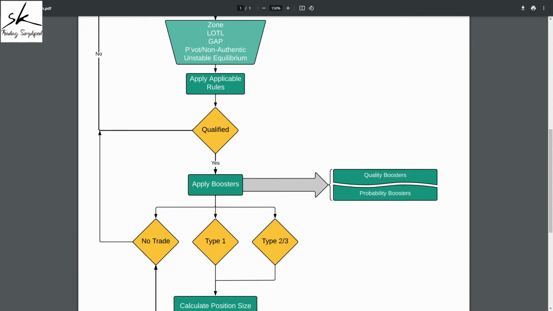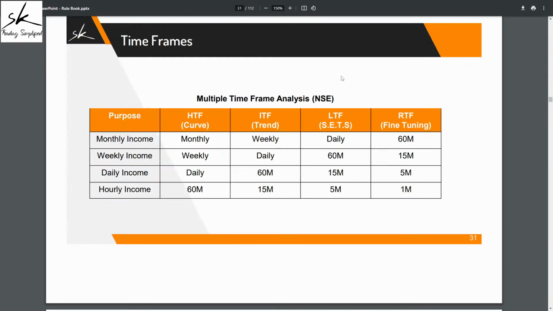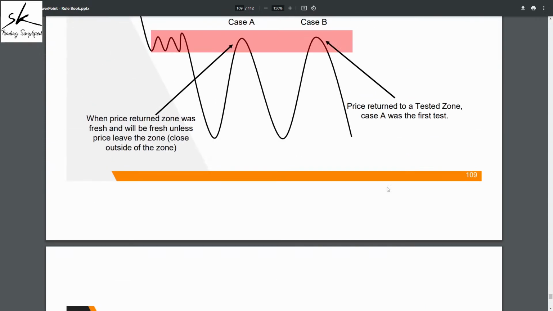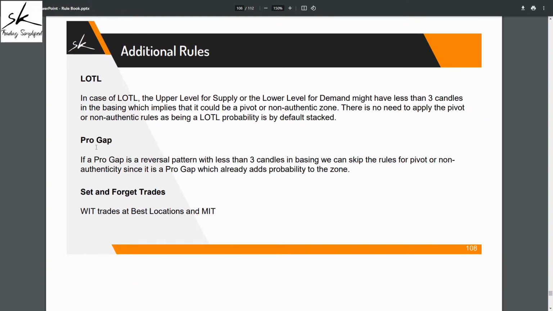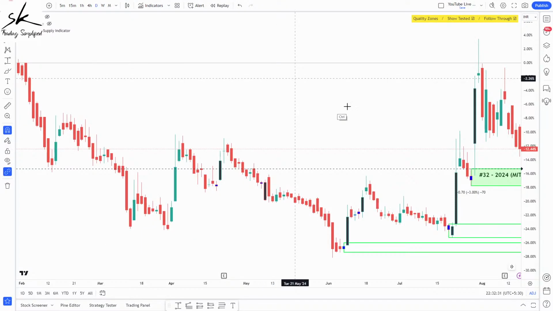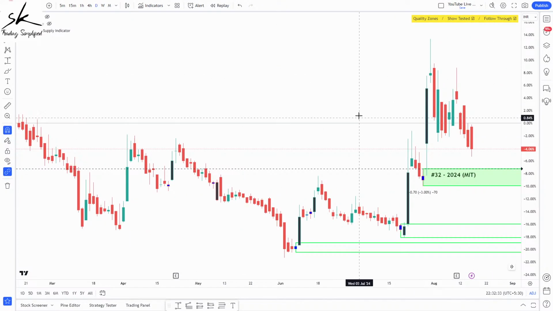And that is where, if you talk about the next rule, which is your pivot non-authenticity, that will also not be applicable. Even though it is a drop based rally, why will it not be applicable? Because in the rule book I have given you that in case of pro gaps, we can skip the rule of pivot and non-authenticity, because being a pro gap by default adds that extra probability we are looking for, and it is not a case of unstable equilibrium. So if you go with all these conditions, the very first zone, which is right here, is qualified for us.